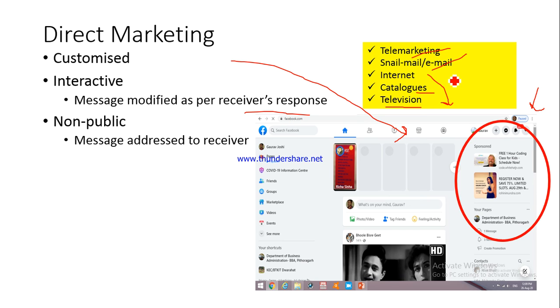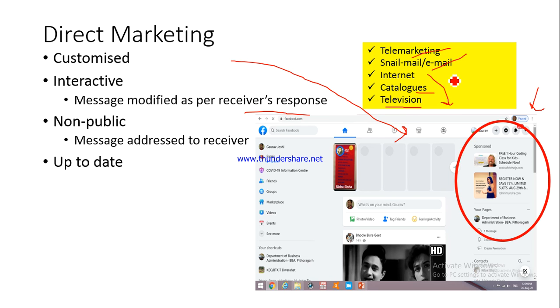For example, if I call up students so that I can get admissions in the first year, the exact words that I will be saying would be very, very different in two different instances, and they would depend a lot on how the receiver is responding to my message. So the message is addressed only to the receiver. It is customized according to the requirements of the receiver, and one particular message intended for a particular receiver is not sent to others. So you send different messages to different receivers based on their differences in responses and their different requirements.